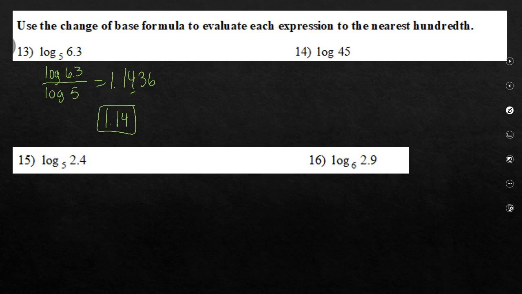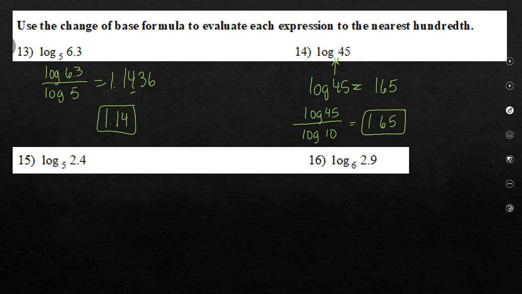Example 14, log of 45. Look guys, check this out. It doesn't have a base written. If it doesn't have a base written, that is log base 10. So you really can straight up just type in log of 45 into your calculator. In this case, you've got to be careful that you don't mess up, but that's approximately 1.65 rounded to the hundredths place. If you don't catch that, then you would do log of 45 divided by log of 10, which would still give you 1.6532, blah, blah, blah. So it estimates to about 1.65.